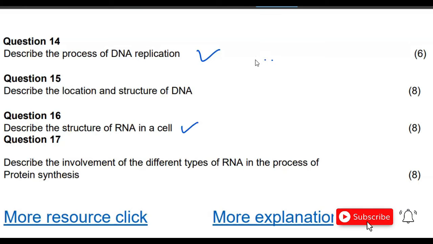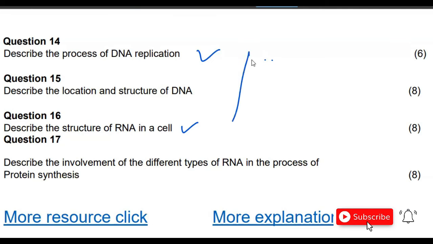Describe the involvement of different types of messenger RNA in protein synthesis. Here they are talking about the functions of each. For example, you talk about transcription and then translation. So it is like you are describing the whole process of DNA to protein synthesis.